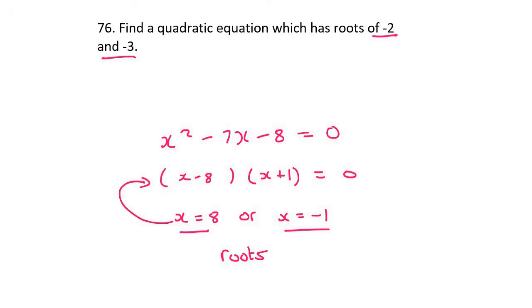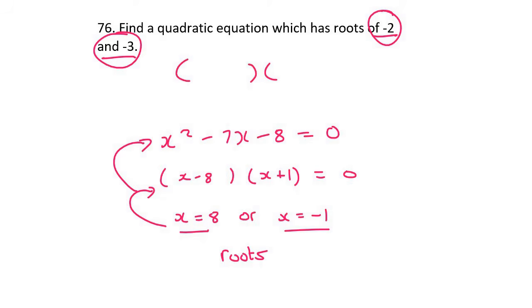You go back to the first step where you make the brackets. So if your answer is 8, then in the bracket you would use minus 8. And if your answer is minus 1, then in the bracket it would be plus 1. And then you just multiply out those two brackets to get back to the original. Easy, right? So what we're going to do is, if x is minus 2 and x is minus 3, then we're going to make two brackets, x plus 2 and x plus 3.